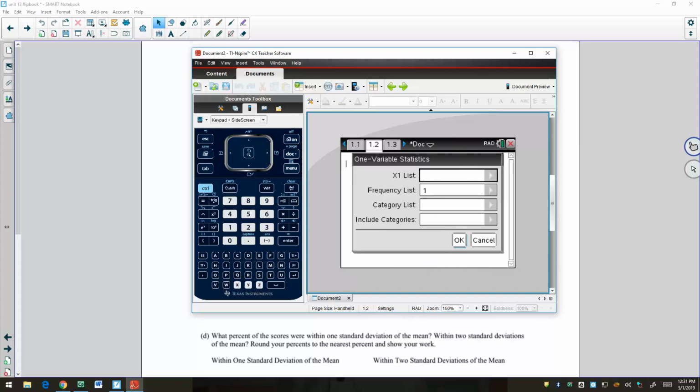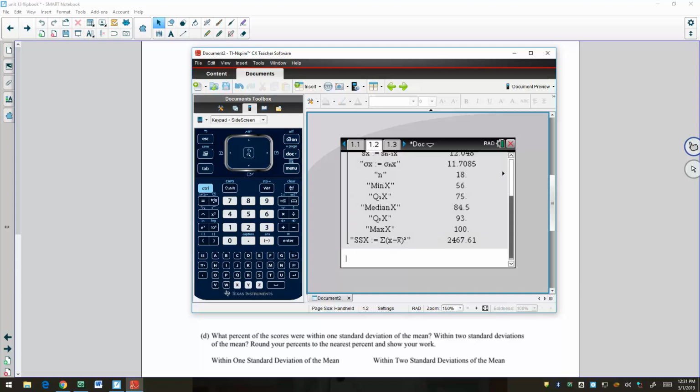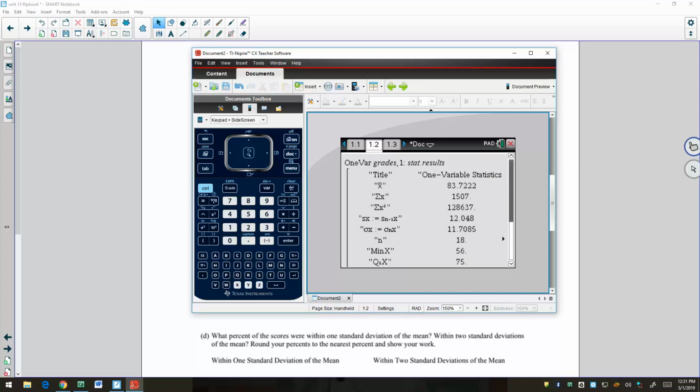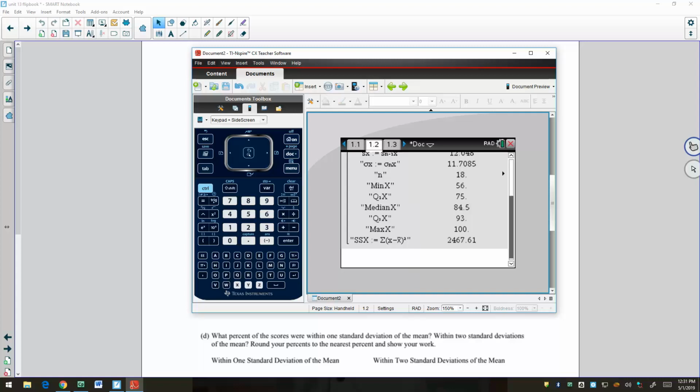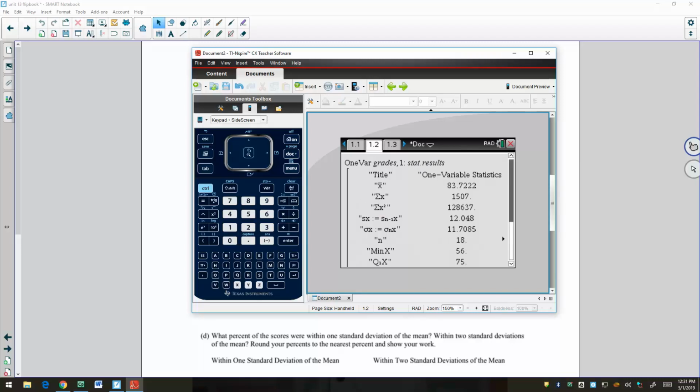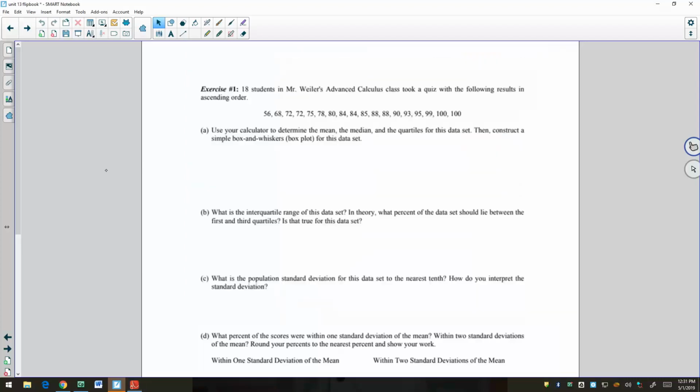And this is why you needed to name it. The names will drop down from whichever ones you've used. So since I only typed in grades, that's the only one there. And then just hit OK. Here is all of the data that you need to answer that question. Now you need to know what these symbols mean. Some of them, obviously you can figure out what minimum means, that's min. Q1 is quartile 1, Q3 is quartile 3, median, maximum. But some of these symbols up here, you might not recognize them.